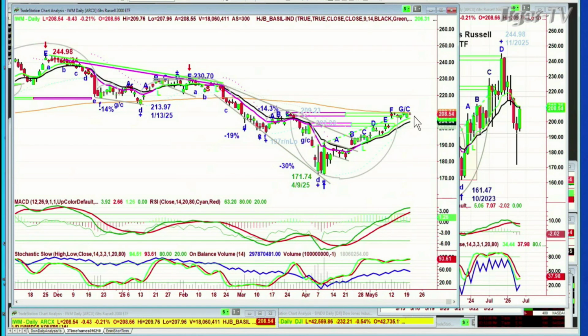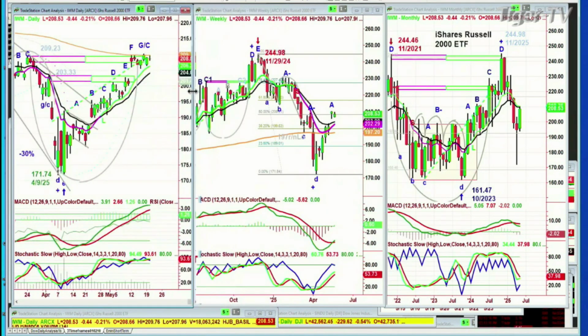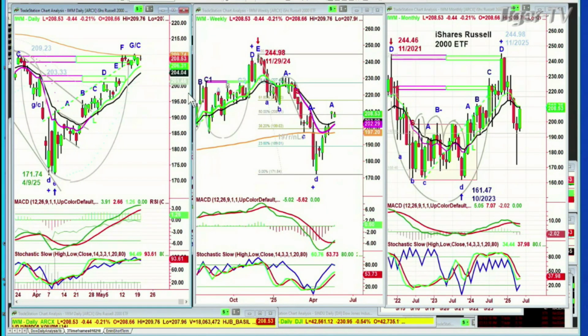So as soon as it starts to trade 208.64, if in May it can start to trade in the 211, 212 area, that'll be a big positive. But that's a magnet line as it stands right now for the IWM. I need to go to the gold.